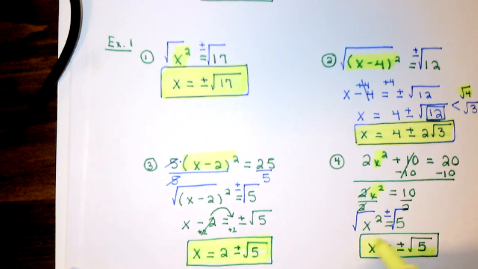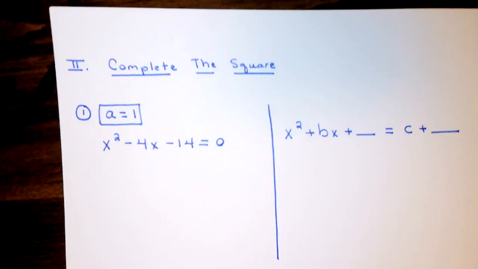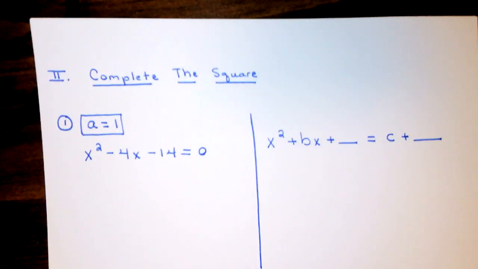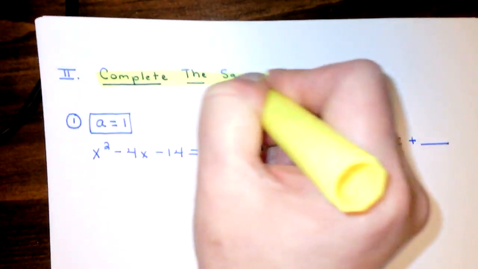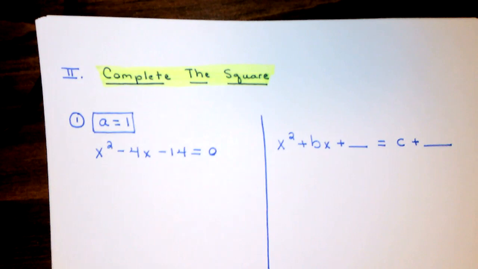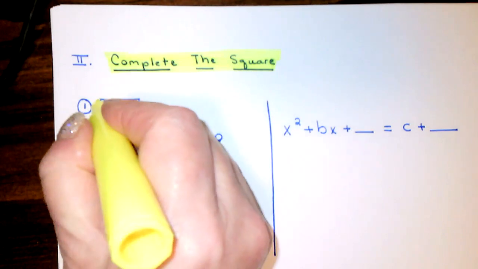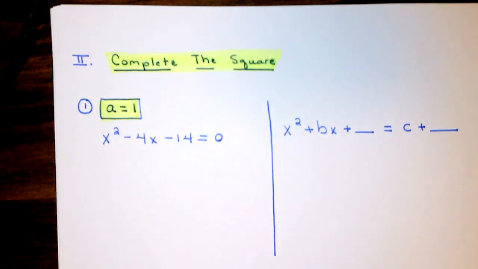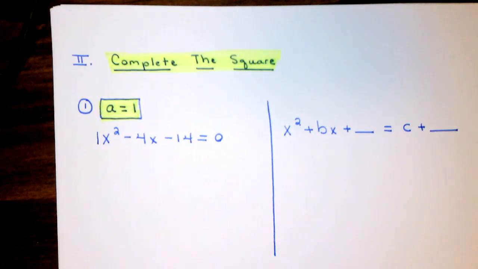So that's how you solve a quadratic using the square root property. Okay, the second method we're going to look at is a more tedious method, and it is called complete the square. Okay, completing the square is not as bad when a is equal to 1. Now, remember when I'm talking about a equal to 1, we're looking at the number that is in front of your x squared. So if there's not a number there, there's understood to be a 1.